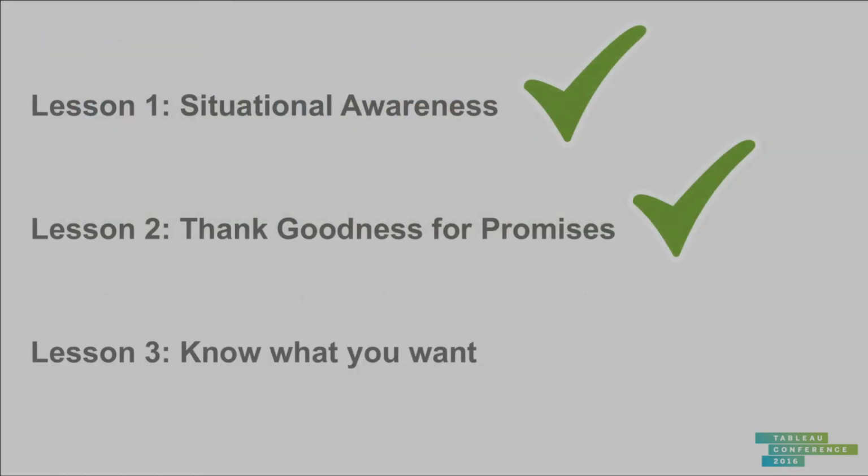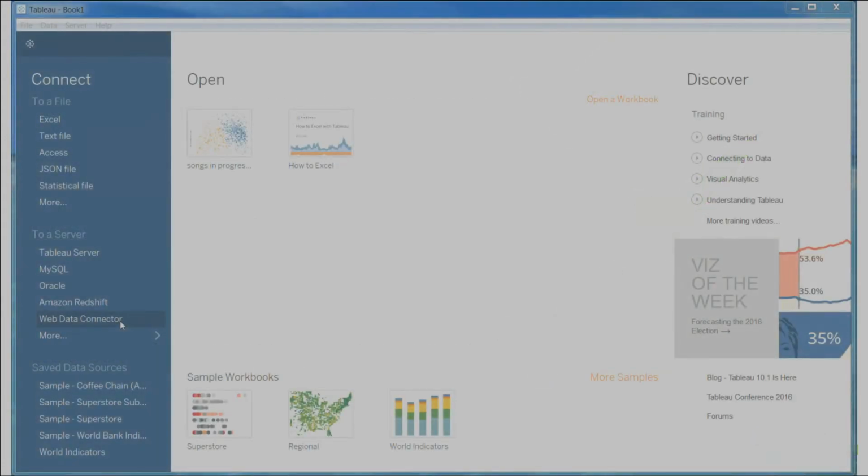So a pretty straightforward lesson that we learned from this one is know what you want beforehand. It's going to make the process a lot easier. All right. So we've learned 3 lessons. We've accomplished the 3 main things, and let's see how it looks.